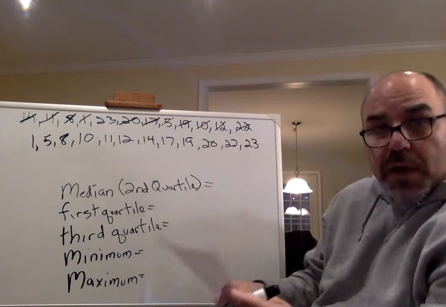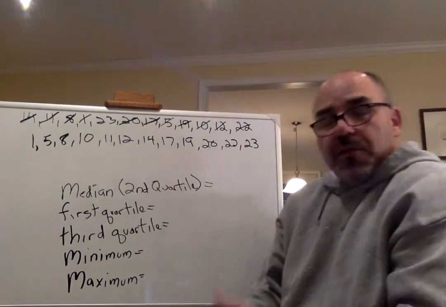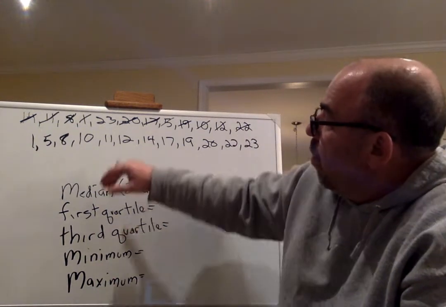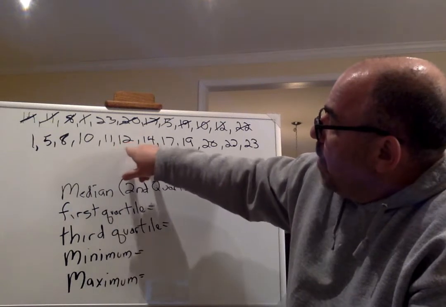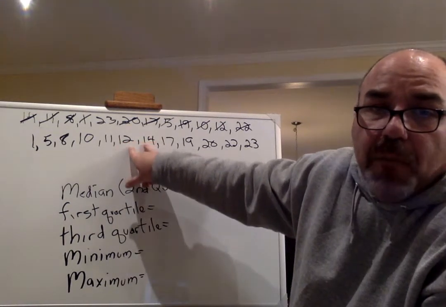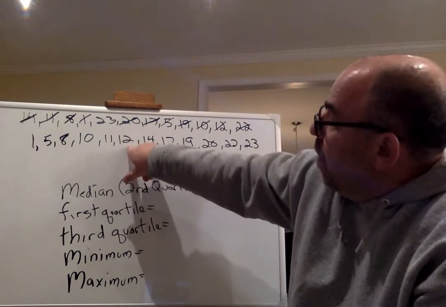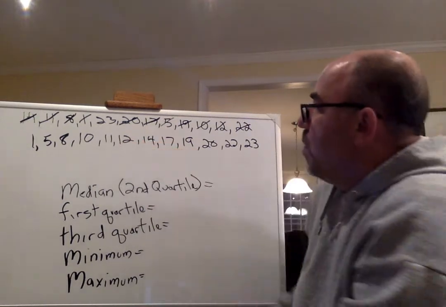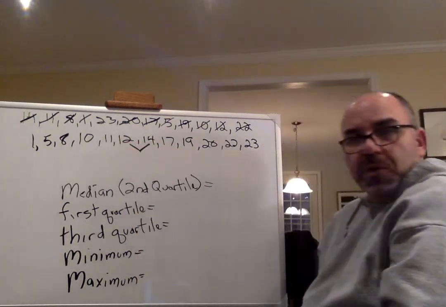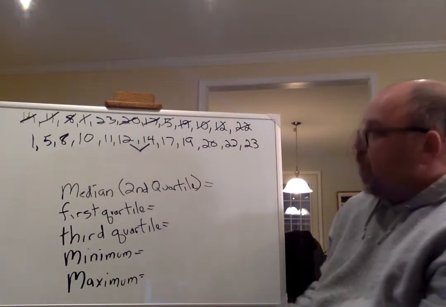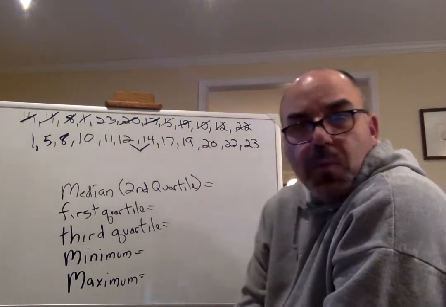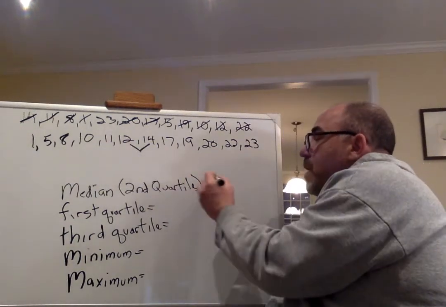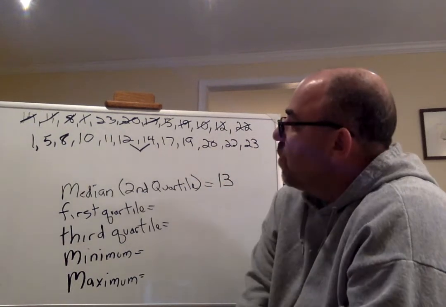Okay, so let's find our median. The median's going to be in between 2 numbers in this case because we don't have a specific middle number. So what we need to do is count up until we get in between our 6th and our 7th number. That will be the middle of the 12 digits. So 1, 2, 3, 4, 5, 6. Our median's going to be in between 12 and 14. So we add those 2 numbers together. 12 plus 14, we get 26. Divide by 2, we get 13. So our median, our second quartile, is 13.